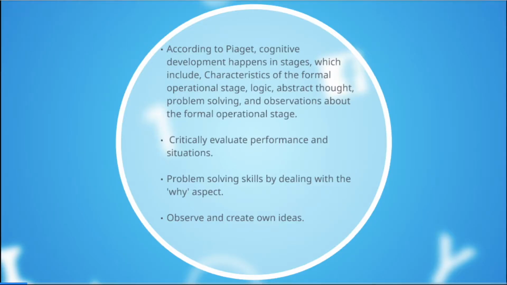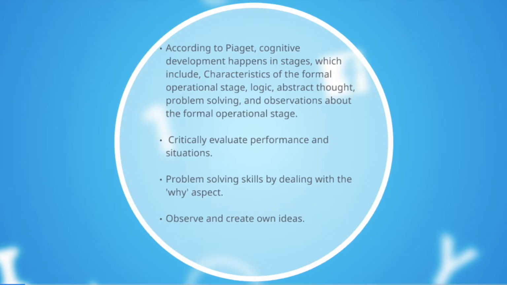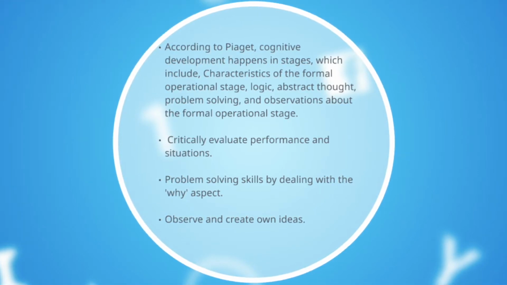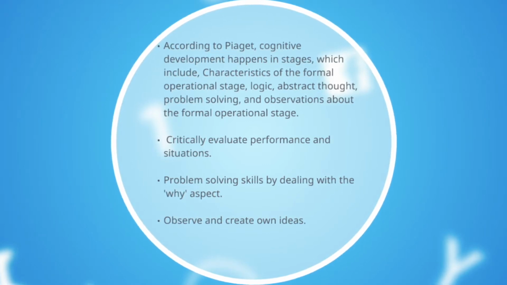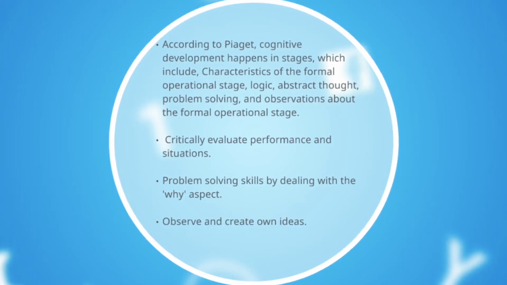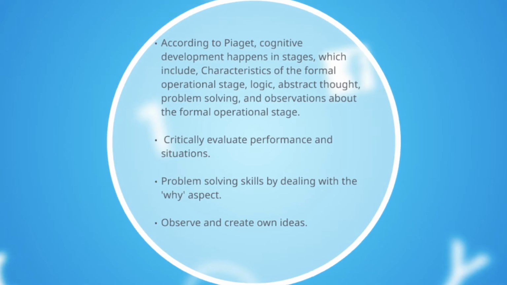According to Piaget, cognitive development happens in stages, which include characteristics of the formal operational stage: logic, abstract thought, problem solving, and observations about the formal operational stage. Ways of implementing these stages are to delegate homework to Dylan, which includes his interests such as basketball. This assessment will have him critically evaluate performance situations in this area.